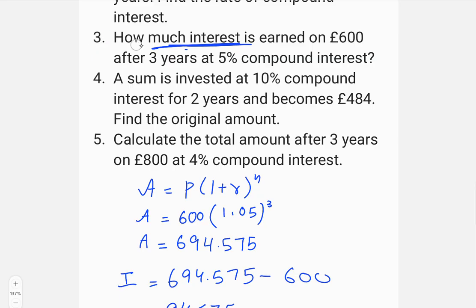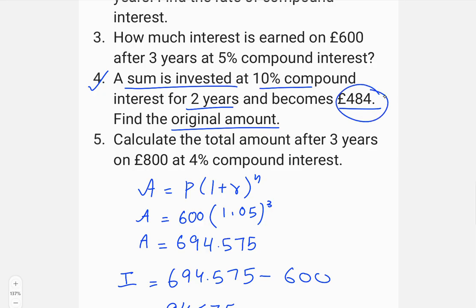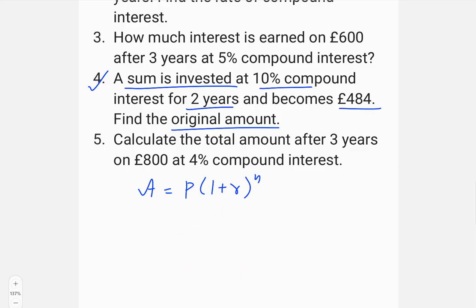Okay, now I want you to do number 4. A sum is invested at 10% compound interest for 2 years and it becomes 484. Find the original amount. The original amount means the money that you invested. The money you have invested has become 484 right now. So you have to work out how much money you actually invested. Yes, your answer is correct. So let me show you how.